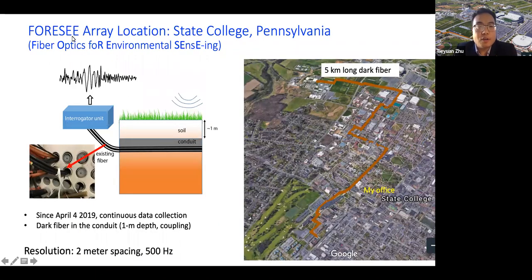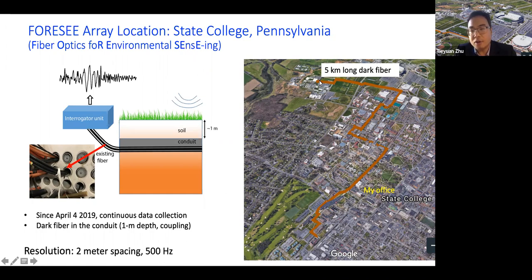We named the array FORESEE, which stands for Fiber Optic for Environmental Sensing. It has been developed in State College, Pennsylvania since April 2019, and we continuously collect the DARS data until today. We use a dark fiber owned by the university, in a conduit, as this black line here. It is about 1 meter deep. This orange line here is about a 5 kilometer long dark cable. For resolution, we have 2 meter spacing, the gauge length is 10 meters, and the sampling rate is 500 hertz.